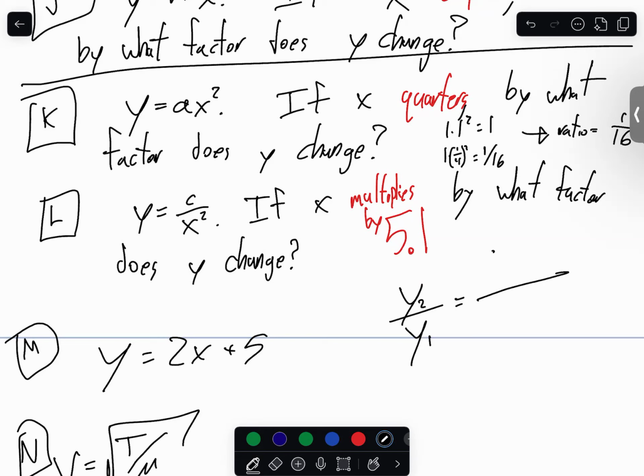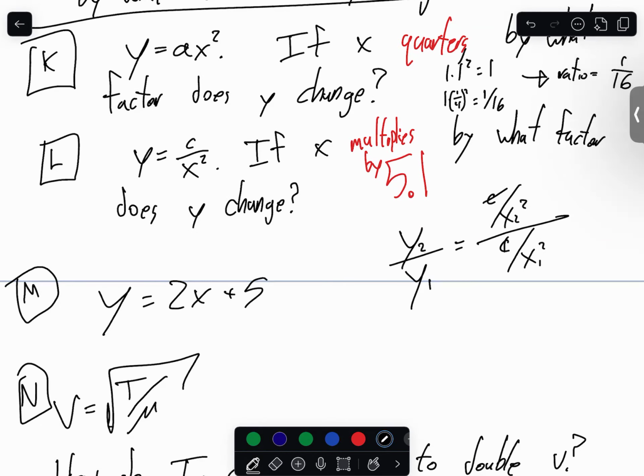All right, c over x2 squared, c over x1 squared. C is the same. Cancel, cancel. What do I get when I have 1 over x2 squared divided by 1 over x1 squared? What happens when I've got a fraction and a fraction? Yeah, the downstairs fraction flips. The upstairs denominator stays in the denominator. The downstairs denominator goes upstairs. Yeah? Deja vu?